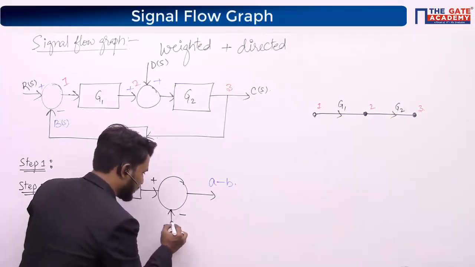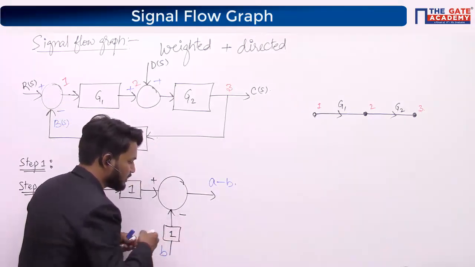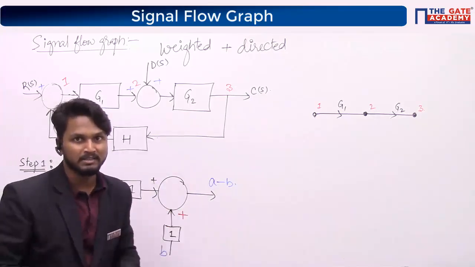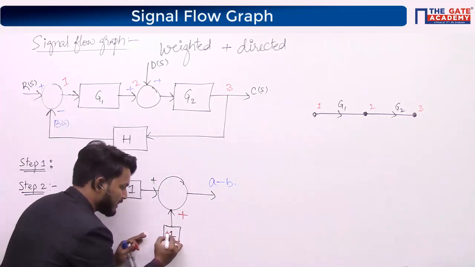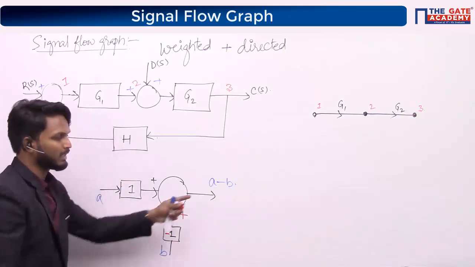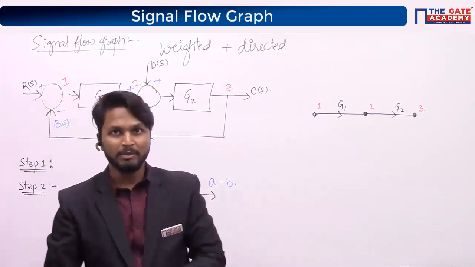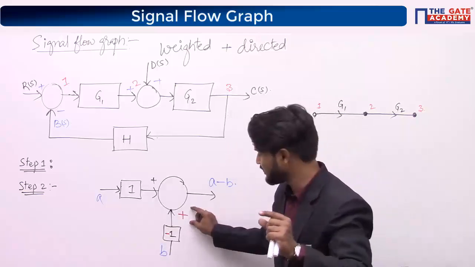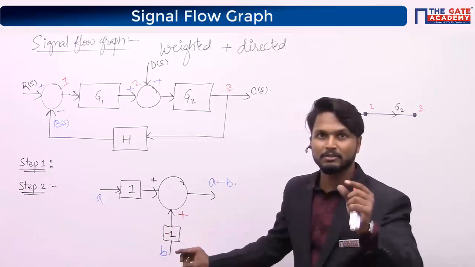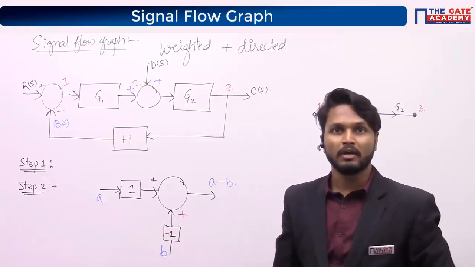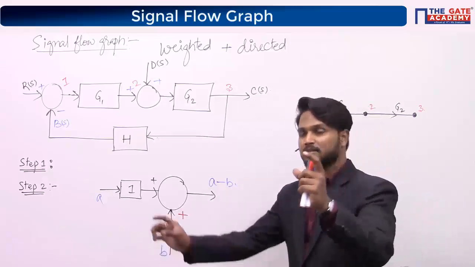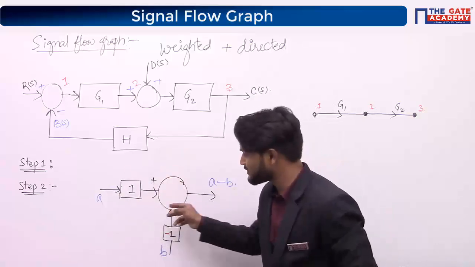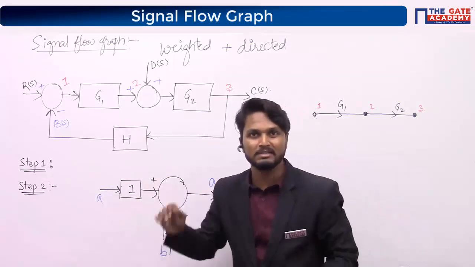If I put a plus here instead of minus, and modify this gain as minus 1, I'll get the same output or not? Tell me, I'll get the same output or not if I replace the minus sign with plus here and multiply the gain with minus 1? Yes or no?